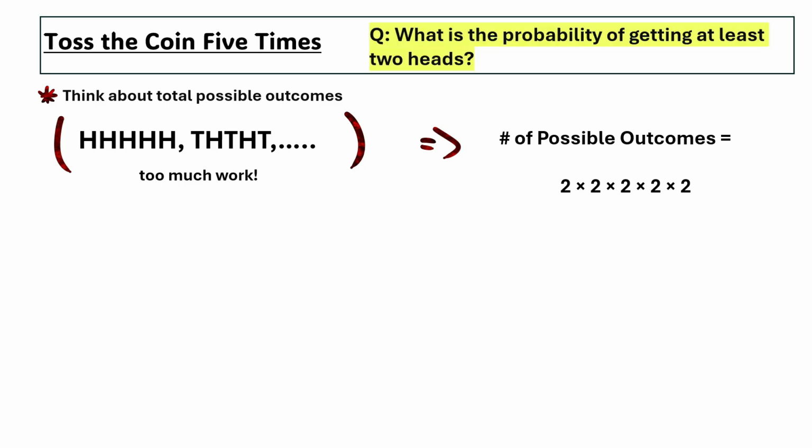Our next question is now asking, what is the probability of getting at least 2 heads after throwing the coin 5 times? So then I'm going to start the equation with the probability of getting at least 2 heads.